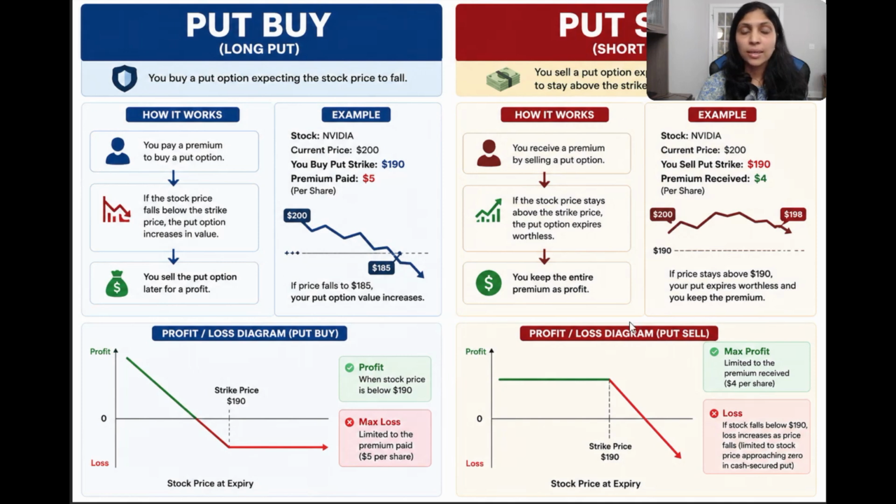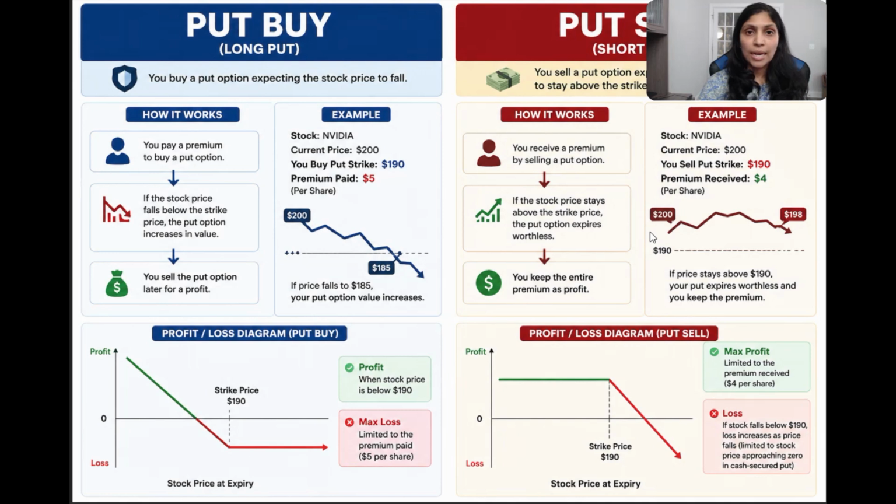Let's see the differences one more time. For put buy, you pay the premium to buy that contract, but for put sell you receive the premium. Here the risk is limited to what you paid, but here the risk is unlimited, as we don't know how far the stock will go down. And for put sell you should have collateral to buy 100 shares of whatever stock you pick. Those are the main differences.